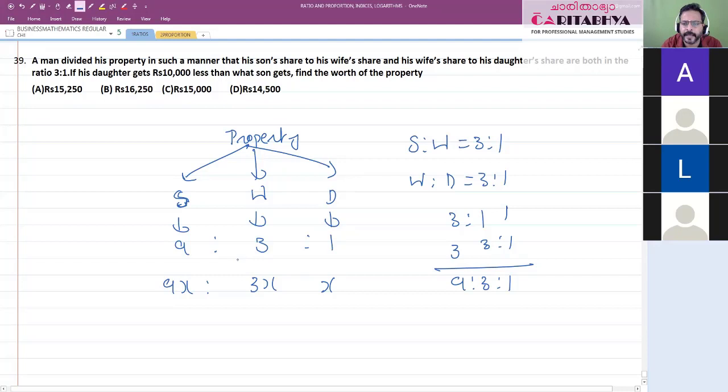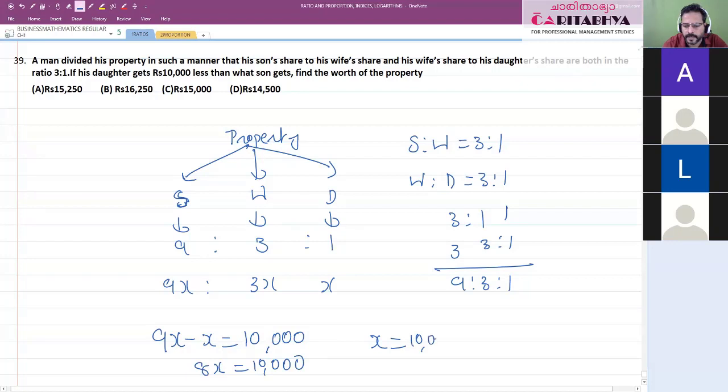To find x, another piece of information is that the daughter gets 10,000 less than what the son gets. That means what the son gets minus what the daughter gets is 10,000. That means 8x equal to 10,000. Therefore x is equal to 10,000 divided by 8, which is 1,250, right?